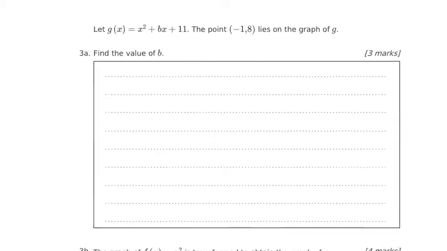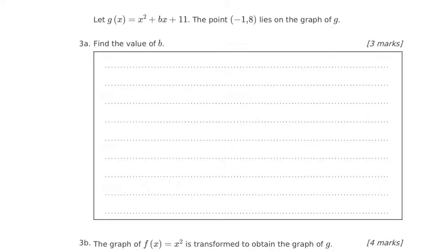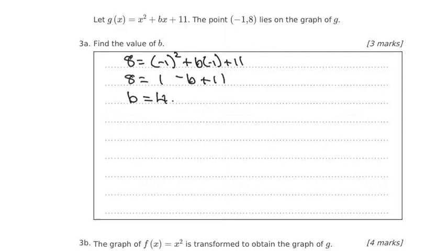In question 3, we're told that g of x is equal to x squared plus bx plus 11. We're also told that the point minus 1, 8 lies on the line, and we're asked to find the value of b. Substitute x is minus 1 into the equation, and the output will be 8. So therefore we get 8 is equal to minus 1 all squared plus b lots of minus 1 plus 11. So 8 equals 1 minus b plus 11. Therefore b is equal to 4.